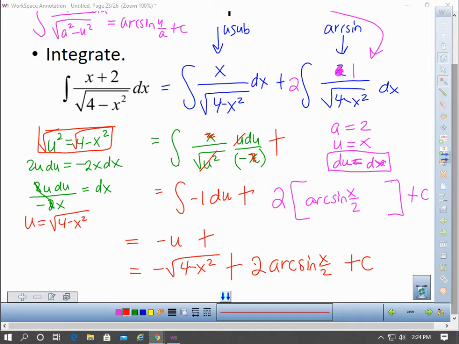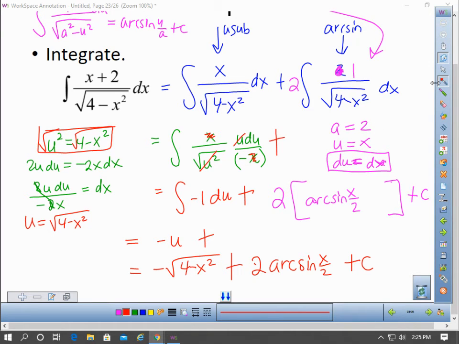All right, so again, what I was saying is you cannot multiply this 2 across and distribute it in here. No, don't do that. This is the coefficient on your arc sine, and it's the u over the a. All right. And so that is totally done there. All righty, so that problem's done. We got a plus c.